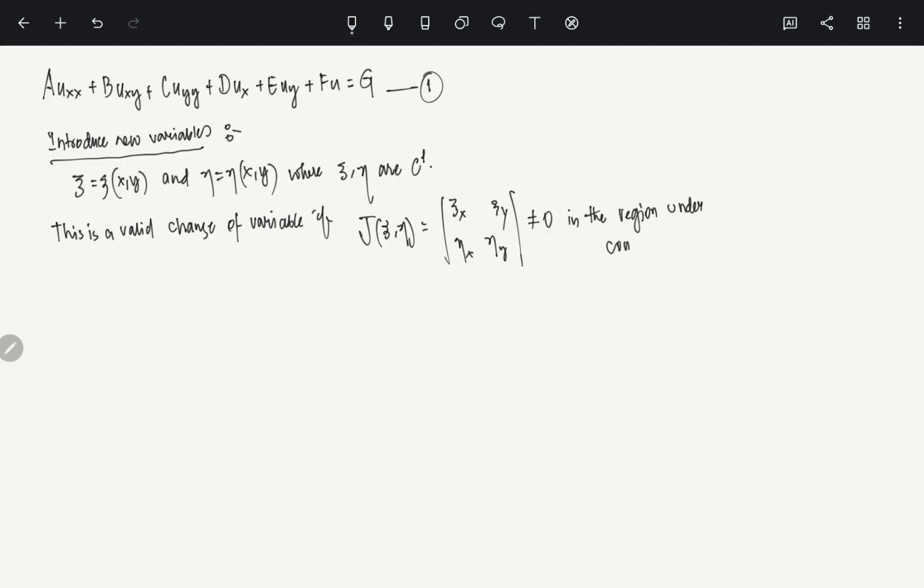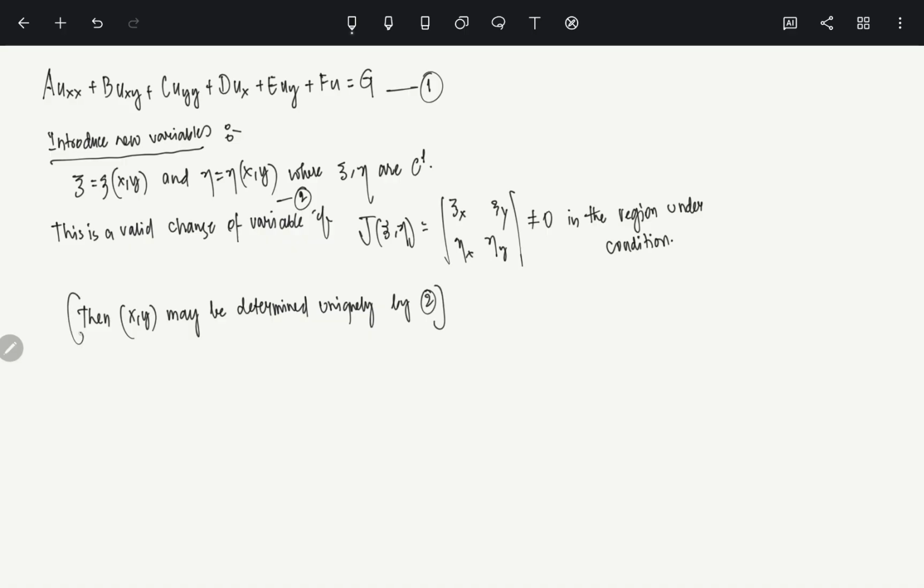So basically, let's say you are looking at a particular region D. In that whole region, the Jacobian has to be non-zero. That's the condition. If that happens, then x and y can be determined uniquely for this system, let's call it system 1. So x and y may be determined uniquely by system 2.